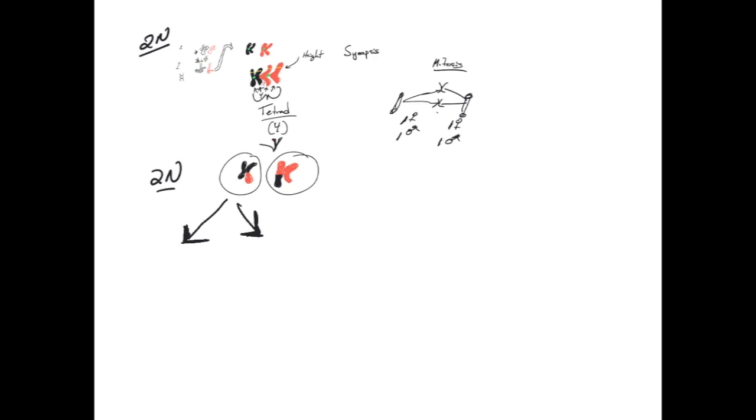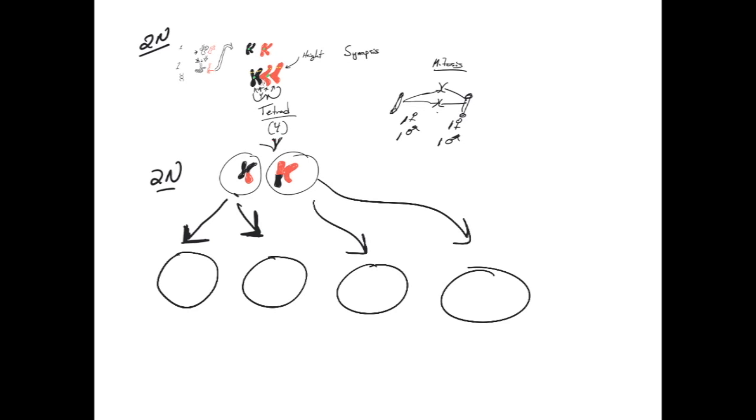And the other thing is that this time they line up just like they did in mitosis. They line up one chromosome on top of the other. So now we're going to separate what? Before we separated the chromosomes, now we're separating the chromatids, just like in mitosis. So now we go ahead and separate them. 1, 2, 3, 4. Instead of producing two cells, how many cells did we produce? Four.